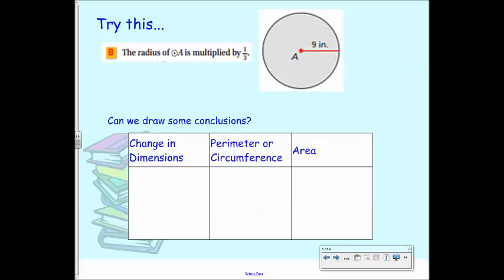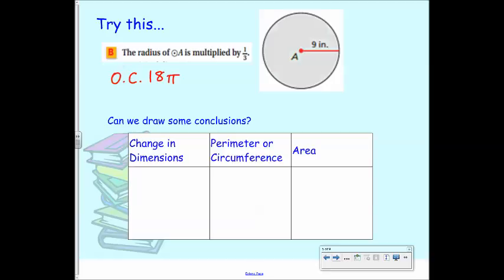Okay. All right, what about B? The radius of A is multiplied by 1/3. So what are my changes in dimensions here? What would my original circumference be? How do you find circumference? Pi 2r. So it would be 18 pi.